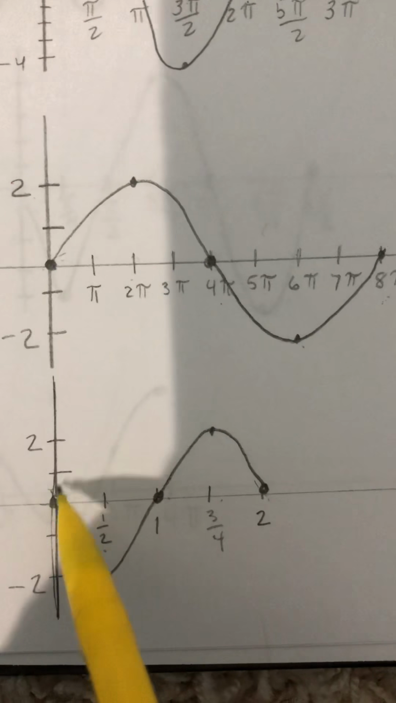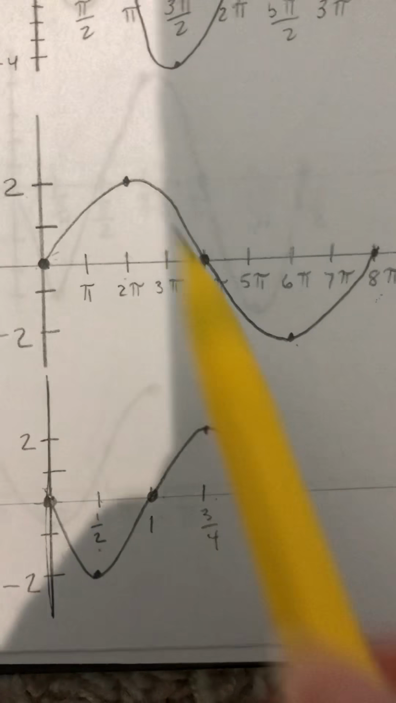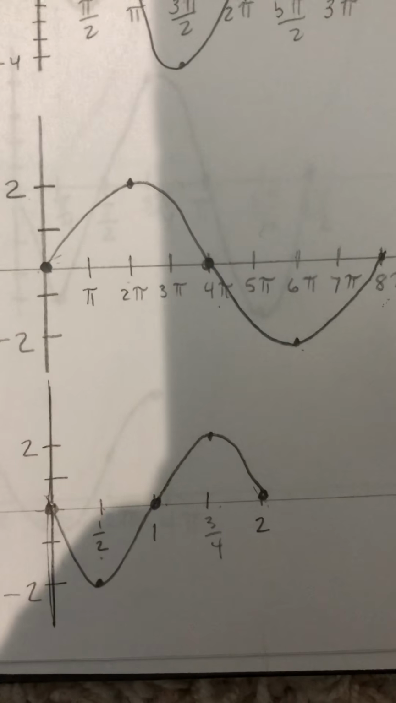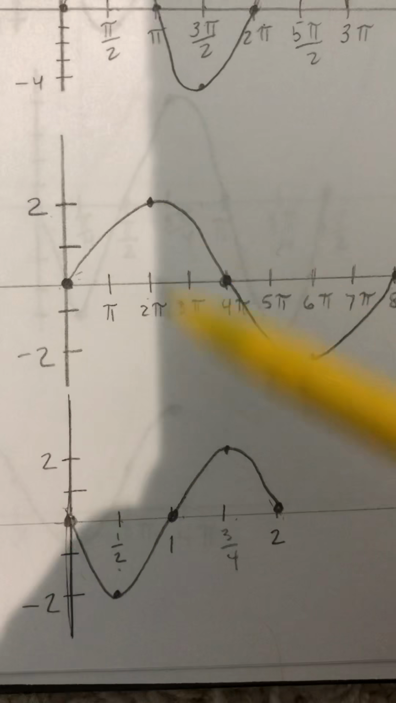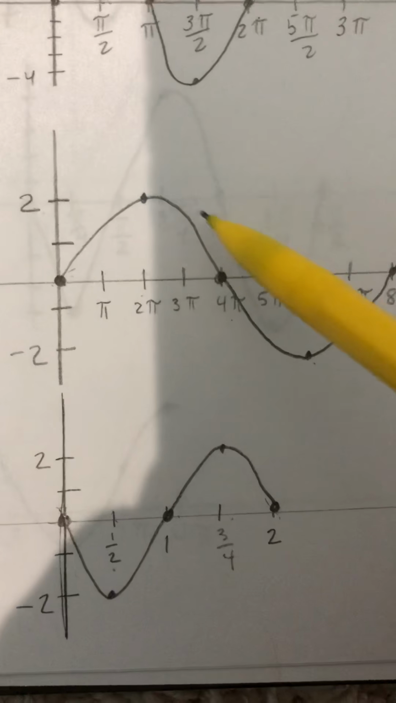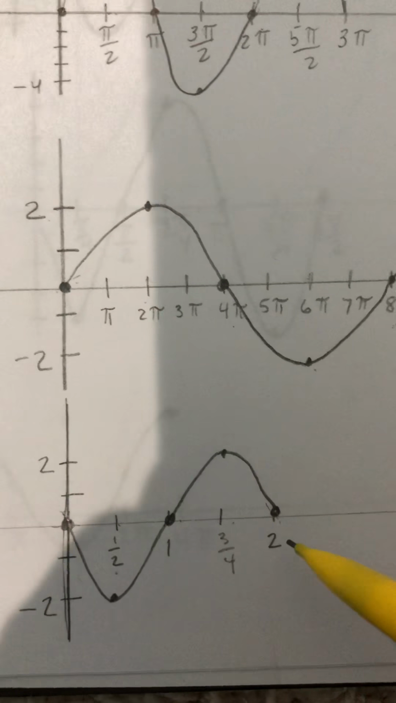Now notice I didn't go up, down, up like the parent function does, like these functions also did, and that's because of the negative. The negative means I'm going to flip it and do the opposite. So instead of going up, I'm going to go down, up, down.